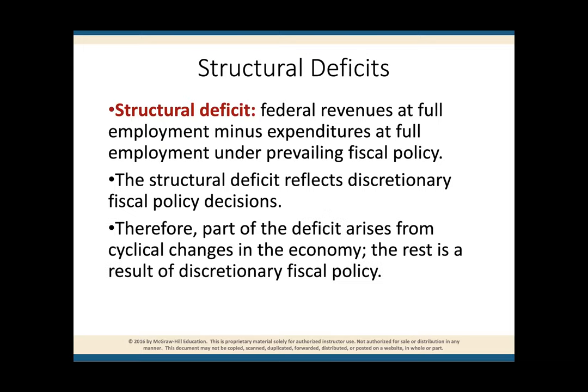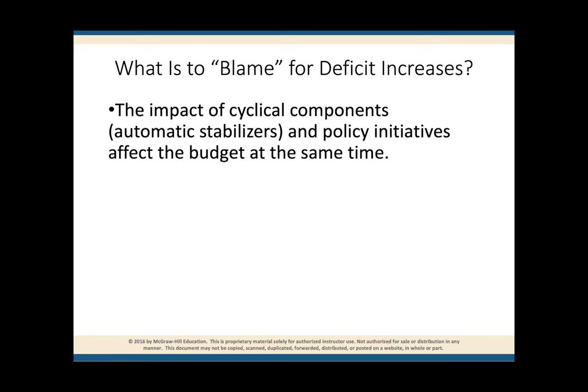Okay? So we need to understand that in some cases, the deficits that we experience are a result of the cyclical changes in the economy. Like today, this year, the $3.3 trillion budget deficit is a result of a cyclical change in the economy, in which the economy went into a recession because we asked people to stop working, right?